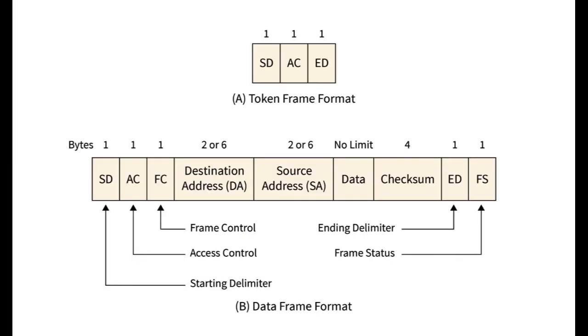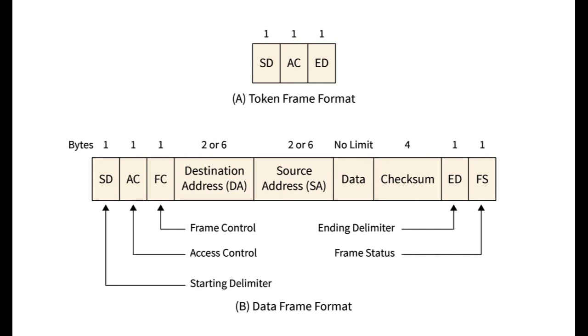Now let's move on to the frame format of token ring. There are mainly two types of frame format. The first one is token format, the second one is data format. Token format consists of SD, AC and ED. SD represents the start delimiter, AC represents the access control and ED means end delimiter. All three consist of 1 byte of data, that is 8 bits.